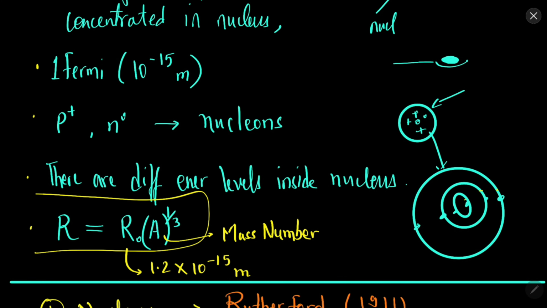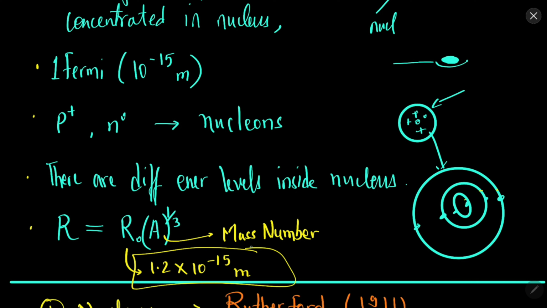The radius or the size of the nucleus can be obtained by this formula, where R naught is the size of hydrogen nuclei, which is 1.2 into 10 to the power minus 15 meter, and A is the mass number, raised to the power 1 by 3. So R naught multiplied by the cube root of the mass number will give us the radius of that particular nucleus. For example, if you want to find the nucleus size of sodium, at the place of A put 23 and you will be able to find the radius of the sodium nucleus.